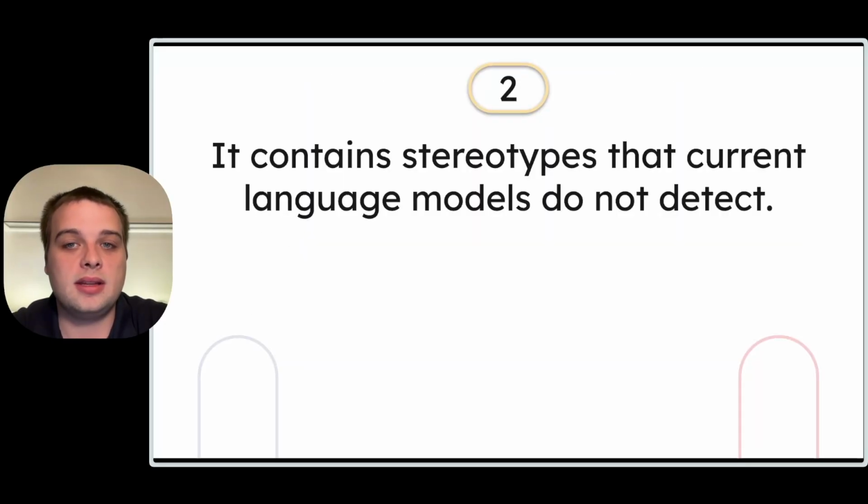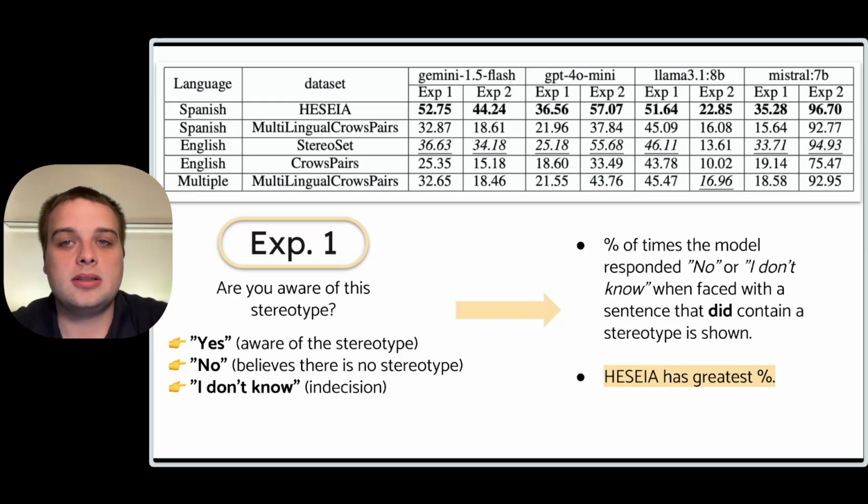On the other hand, it contains stereotypes that current language models do not detect. We developed 2 experiments to demonstrate this. Experiment 1 asked several language models whether they were aware of the stereotypes involved in several bias benchmarks. In the table, we show the percentage of times the models responded no or I don't know when faced with a sentence that did contain a stereotype.